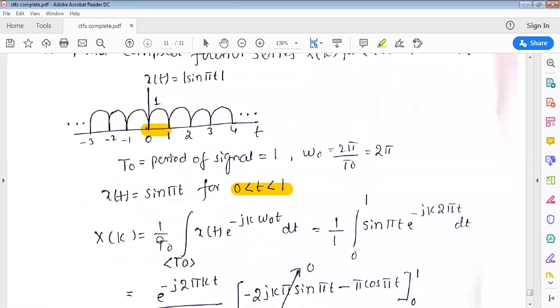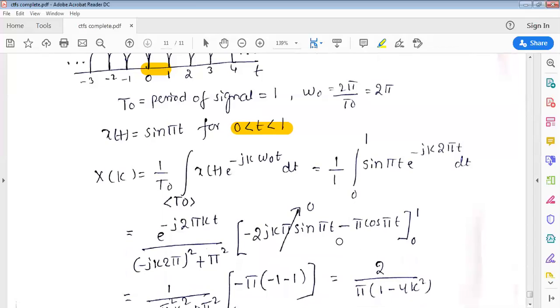X of k is equal to 1 by t naught, integral for a period of t naught, x of t into e power minus jk omega naught t. When omega naught is 2 pi, I'm substituting e power minus jk 2 pi t into sine of pi t, between the limits 0 to 1. One cycle only, and t naught is 1. So I'll take the direct formula. Otherwise also you can integrate.